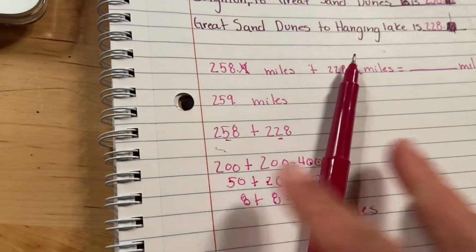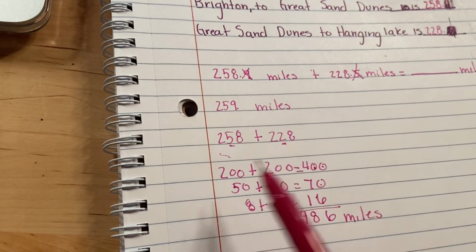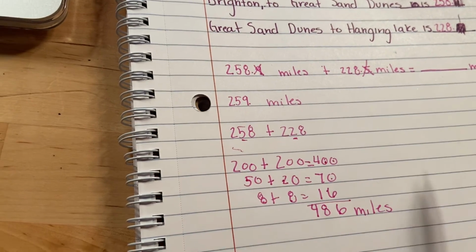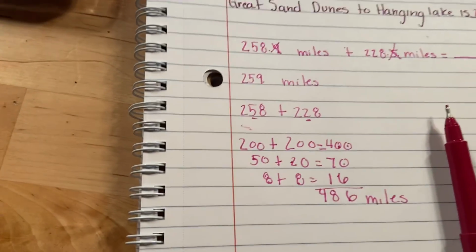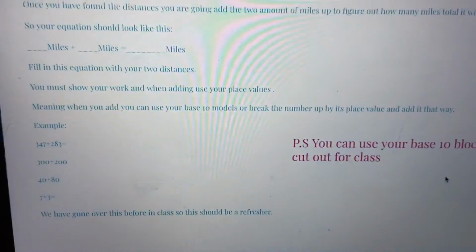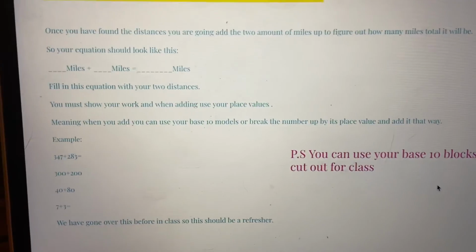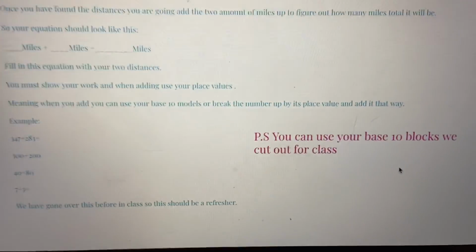That would be a way that you can figure it out. Okay, you broke it up into your tens place, and you broke it up into those place values. And that's the way you can do it. Or, like it says on here, you can just go ahead and use your base 10 blocks, whichever works easier for you, okay?